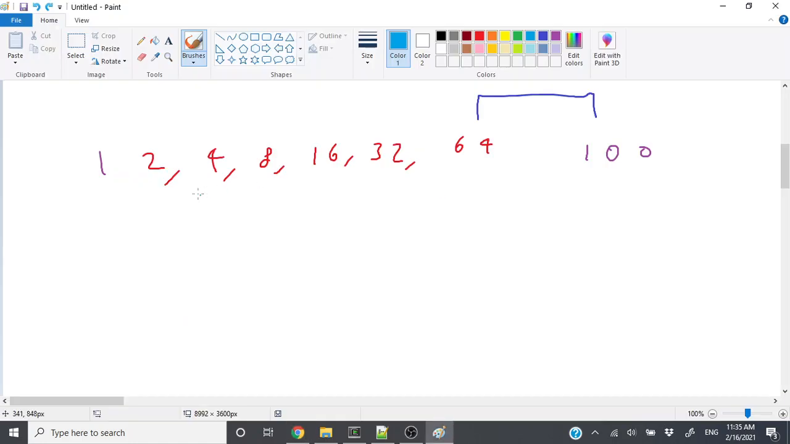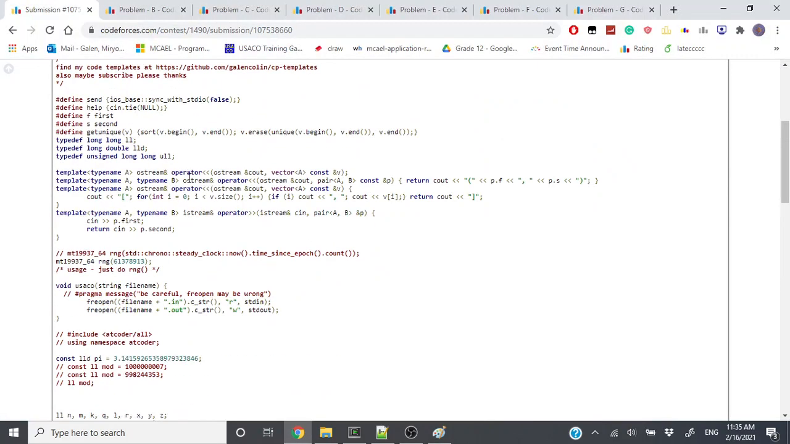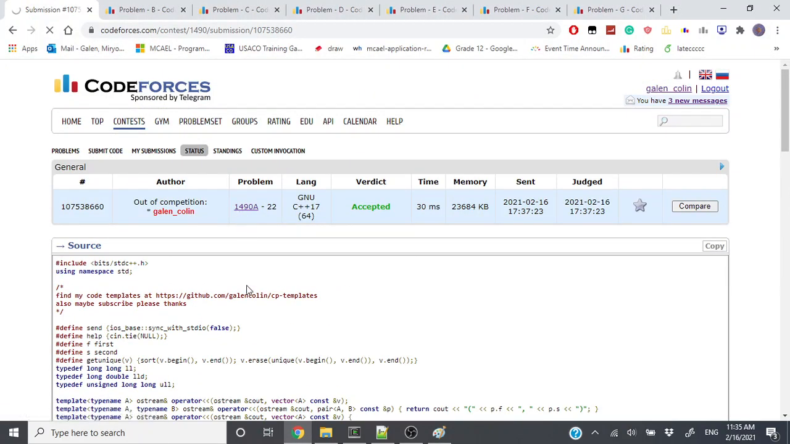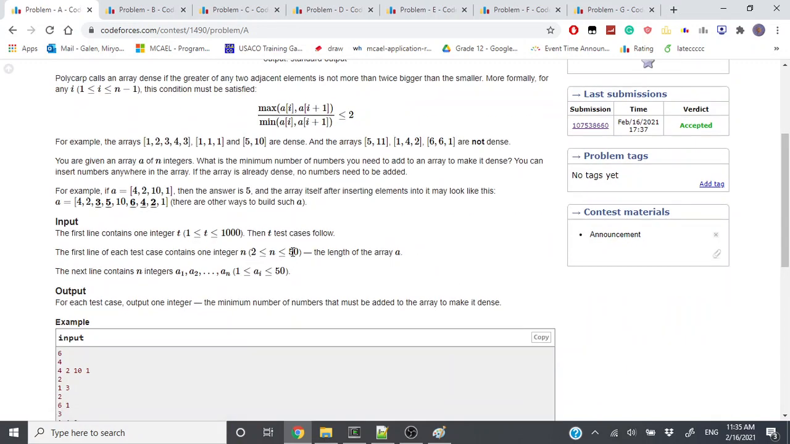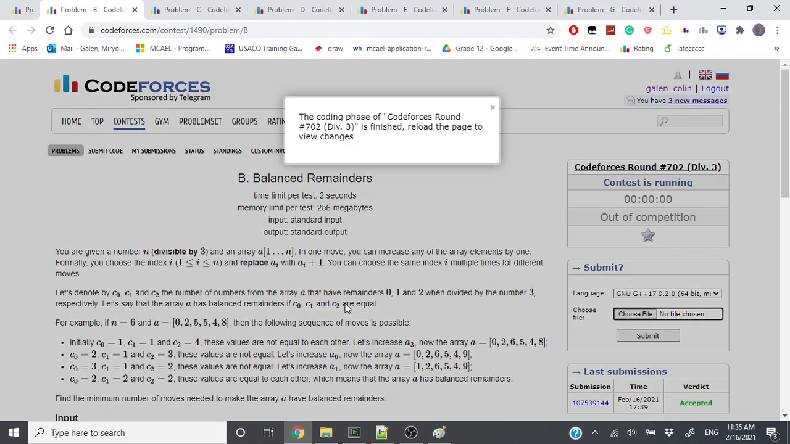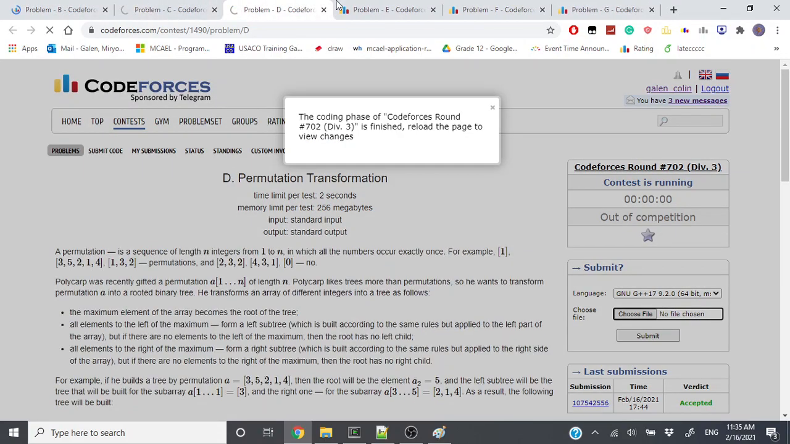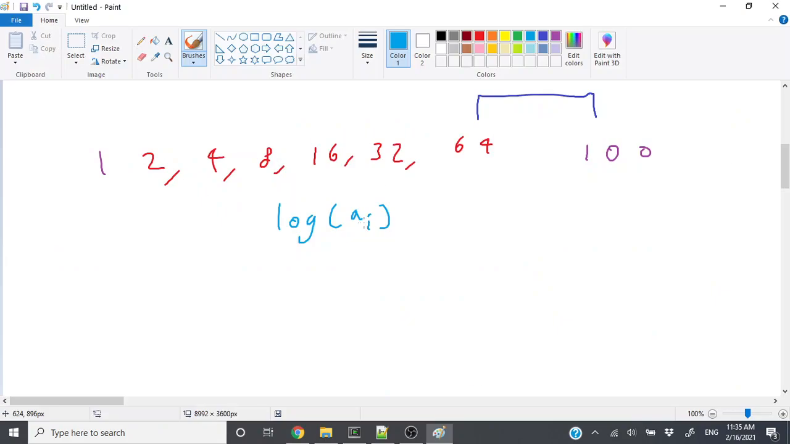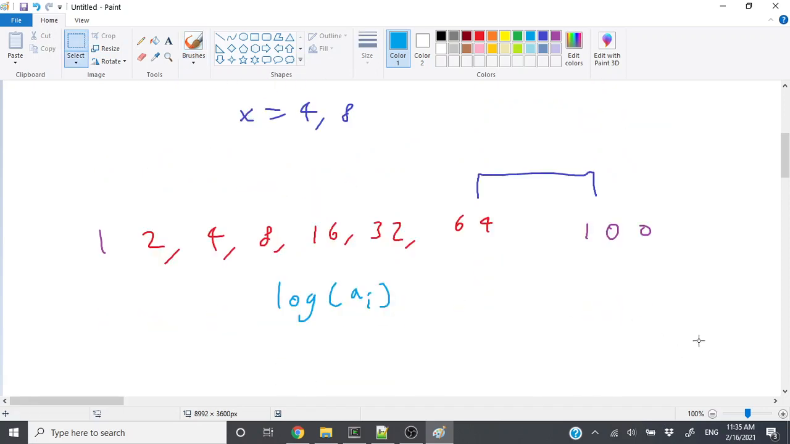And so because we multiply by 2, it's O of log of A_i per gap of adjacent elements. So there are O of n gaps of adjacent elements, and the elements are up to 50, so this is less than n squared, which is totally fine. So that's how you would do A.